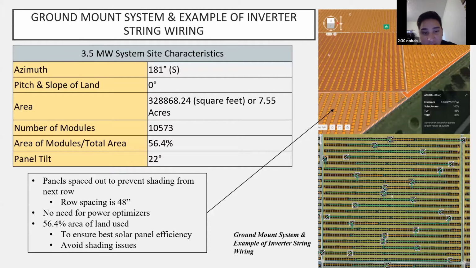Here's a summary of our site characteristics. We're installing 10,500 Axitec modules in a 7.5 acre area with a fixed panel tilt of 22 degrees. The panels were laid out 48 inches apart so that shading from the next row would not be an issue, and thus power optimizers were not required. This is also why only 56% of the area of land is utilized for the solar panels. We wanted to ensure the best solar panel efficiency and avoid shading issues. Next slide, please.